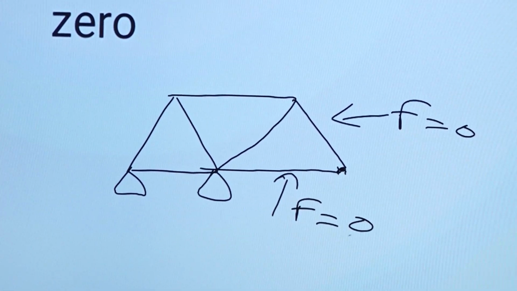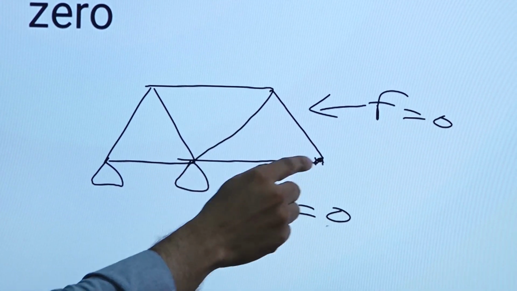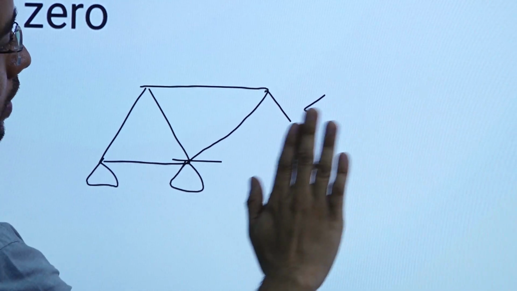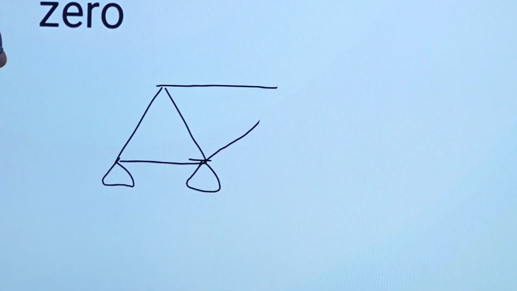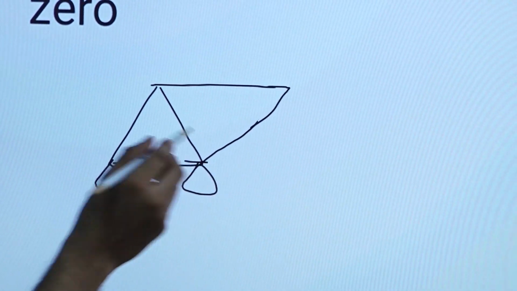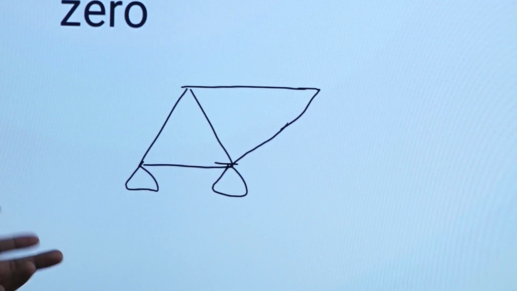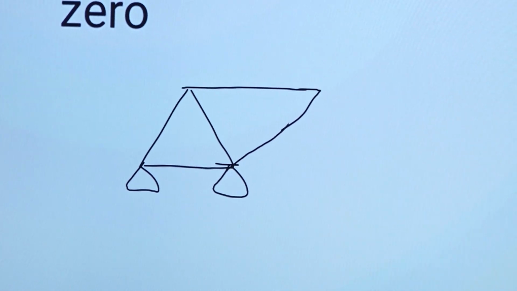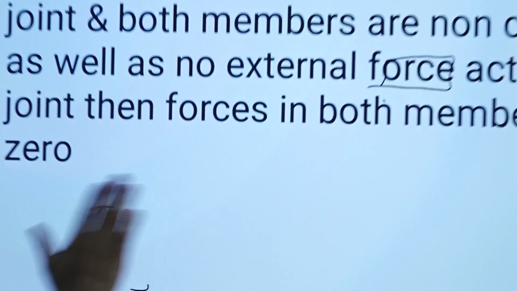So the meaning is that there is no need to even draw these two forces. So this problem is equivalent to a problem like this. This problem and the previous problem both were the same. There is no difference between them. So that is the meaning of this special case.